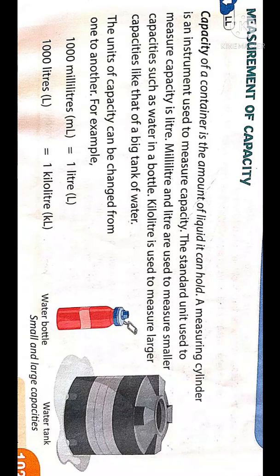Next, measurement of capacity. Capacity of a container is the amount of liquid it can hold. A measuring cylinder is an instrument used to measure capacity. The standard unit used to measure capacity is liter. Milliliter and liter are used to measure smaller capacities such as water in a bottle.